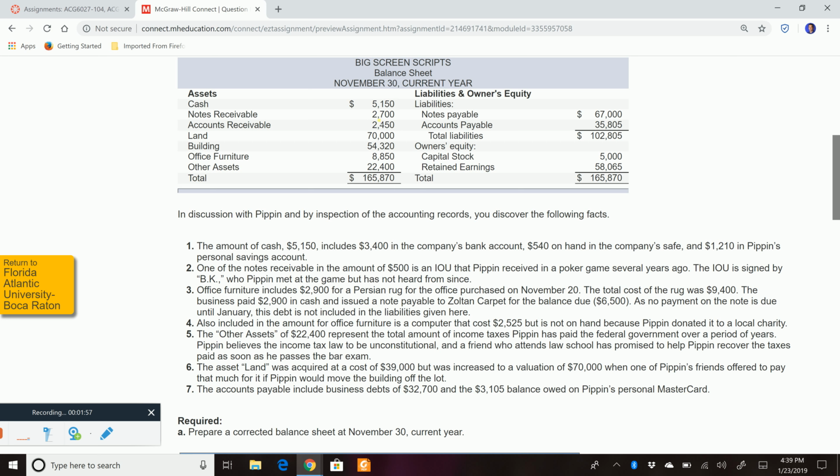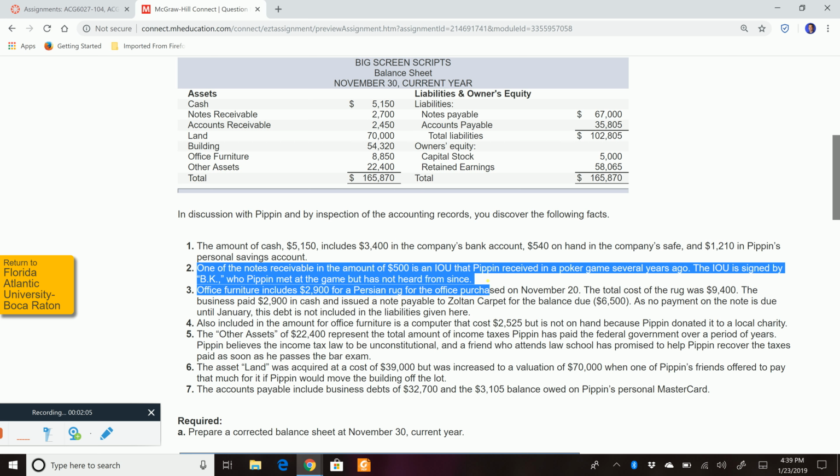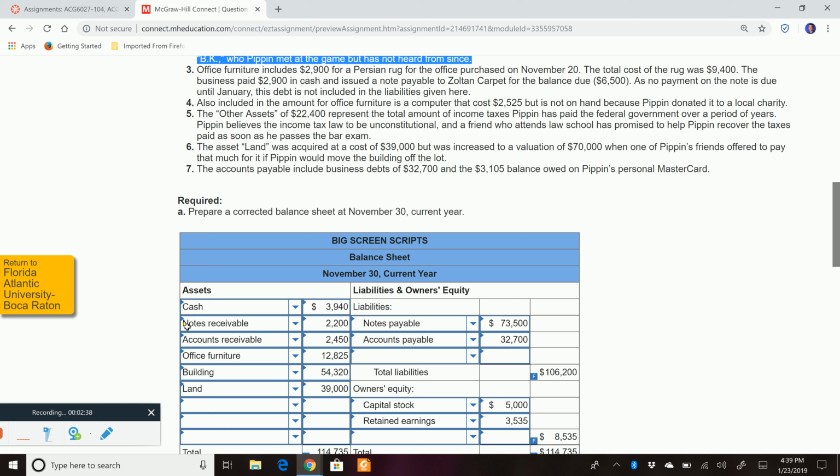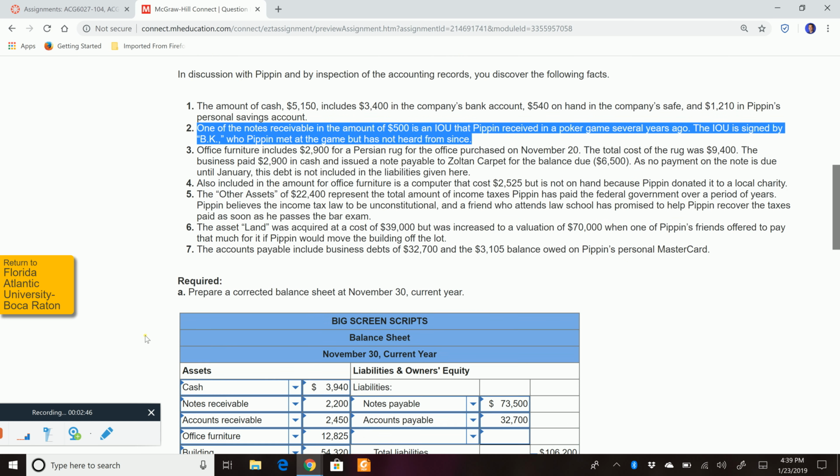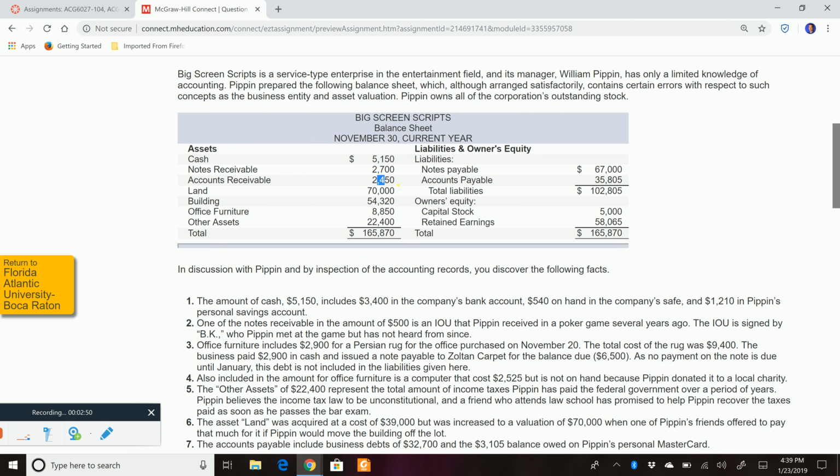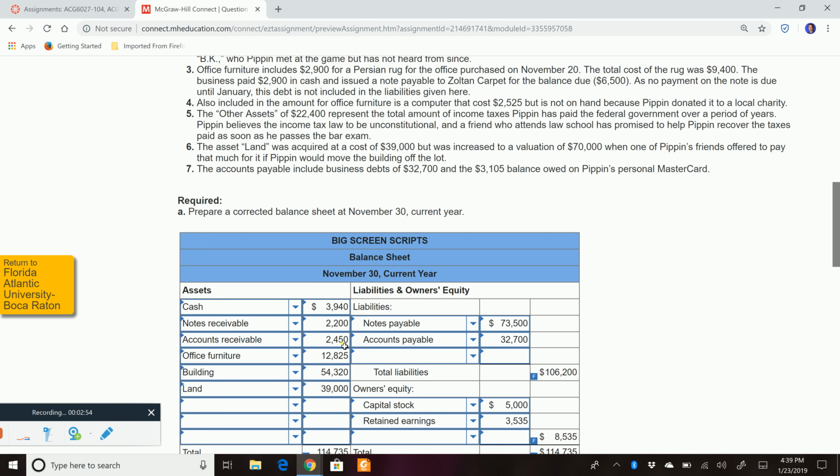Okay, notes receivable, and we see notes receivable is here. It is initially recorded at $2,700, and it goes on to say one of the notes receivable in the amount of $500 is an IOU that Pippin received in a poker game several years ago. The IOU is signed by BK, who Pippin met at the game but has not heard from since. So, in your opinion, does this $500 sound like it is legitimate corporate cash? No, absolutely not. It is a personal receivable. It is not a corporate receivable. So the $2,700 really should be restated in here. It is down here. I'm circling it. $2,200. Okay, the accounts receivable is the same, $2,450 in the original and $2,450 in the corrected.